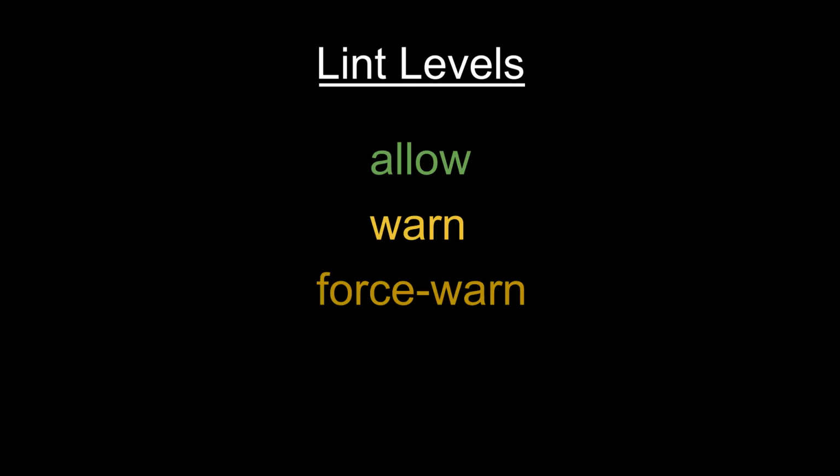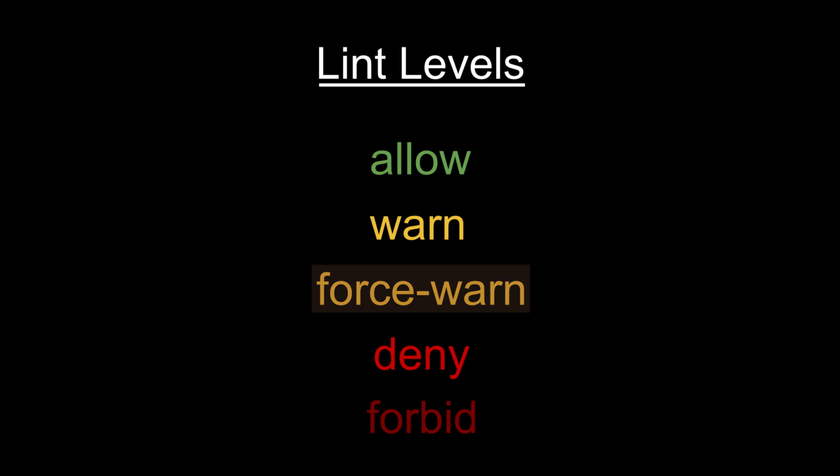Each lint is set to a level. The available levels are allow, warn, force-warn, deny, and forbid. Allow tells the linter to ignore violations of the lint. Warn tells the linter to produce a warning if the lint is violated. Force-warn is the same as warn except it cannot be overridden. Deny tells the linter to produce an error if the lint is violated. And finally, forbid is the same as deny except it cannot be overridden.